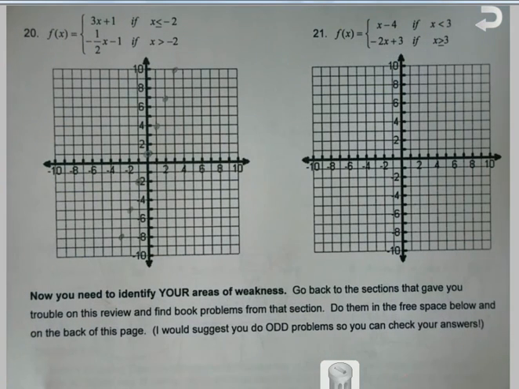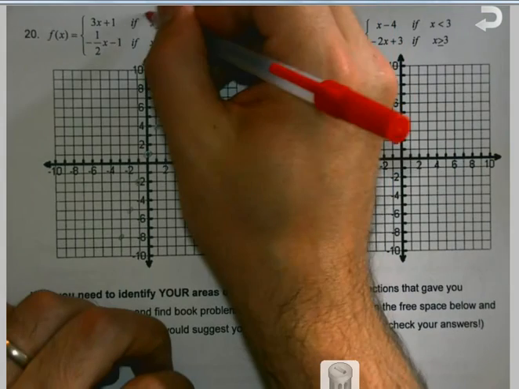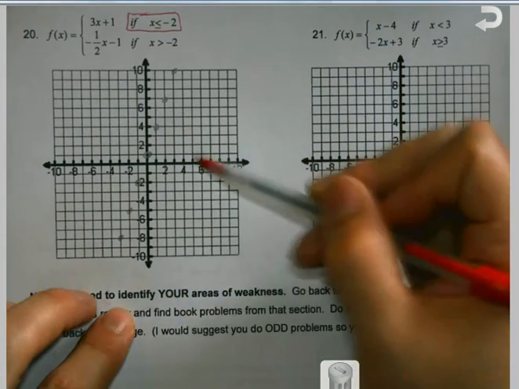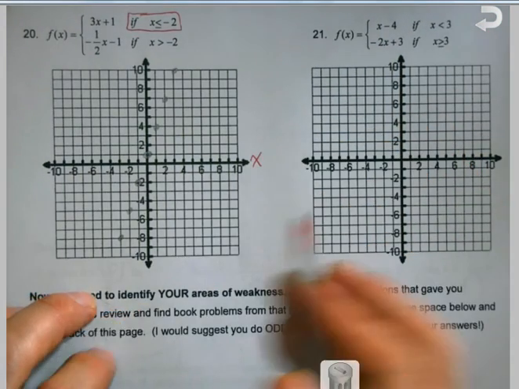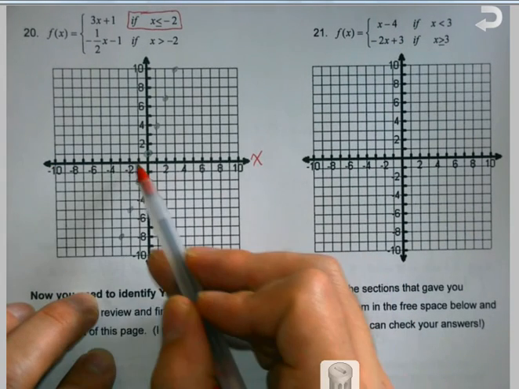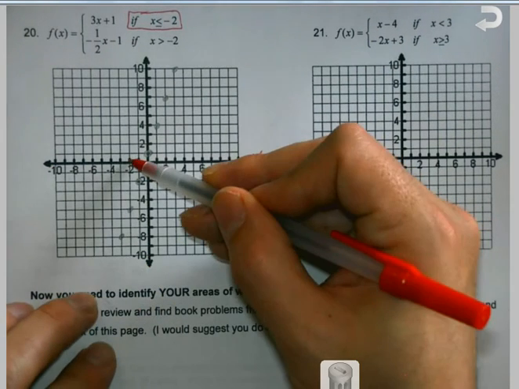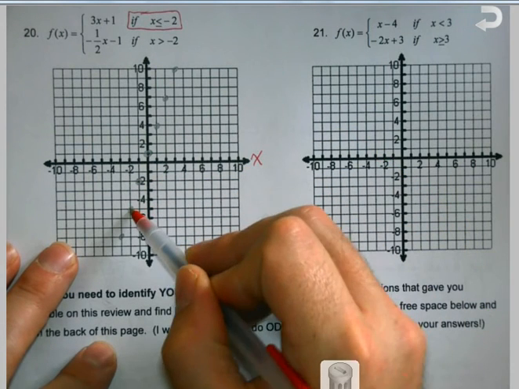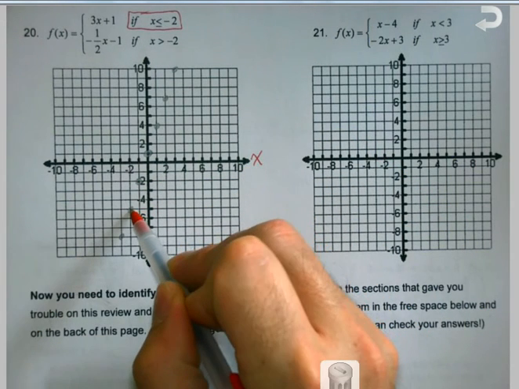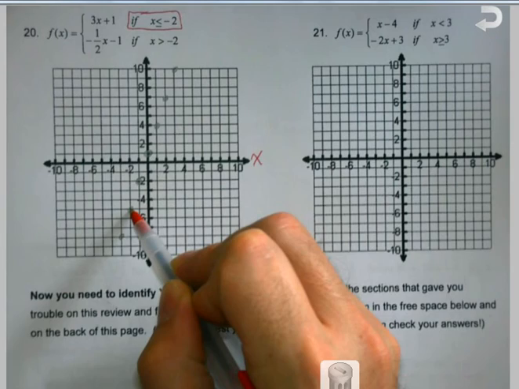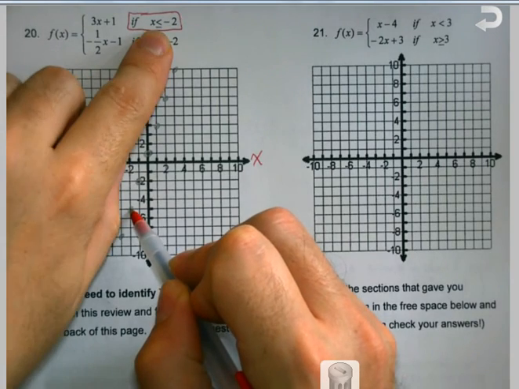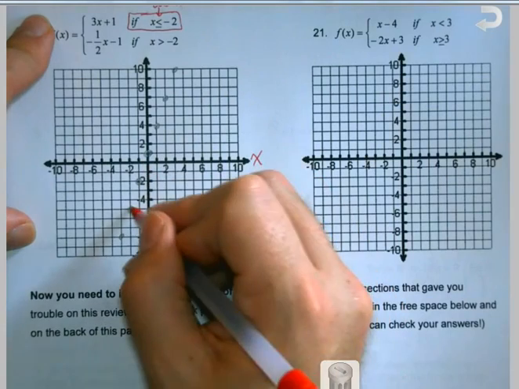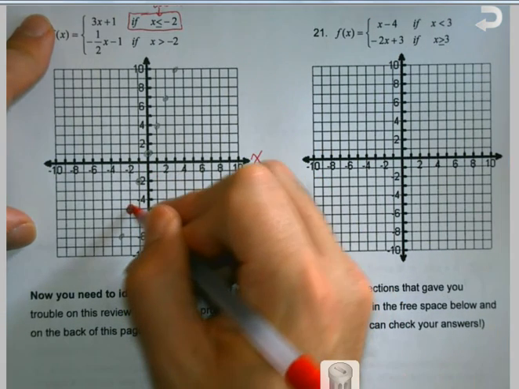So now I come back and I go, okay, if x is less than or equal to negative 2, here are my x values along here. I go to where x is negative 2, and see where that matches up on my graph. So right here. I have two questions to ask myself. One, is my dot going to be open or closed? In this case, it's going to be closed because I have the "or equal to." So a big old closed dot here.